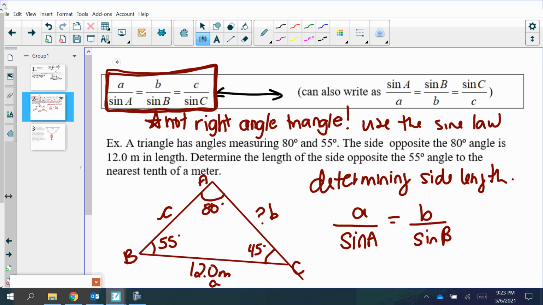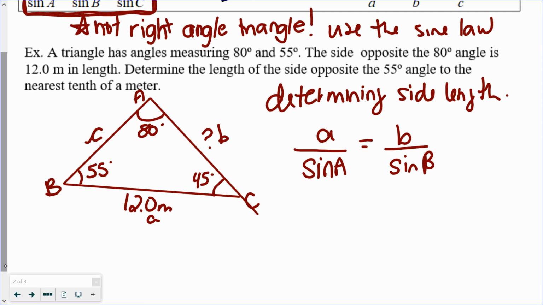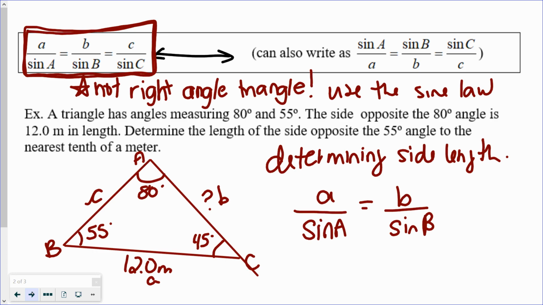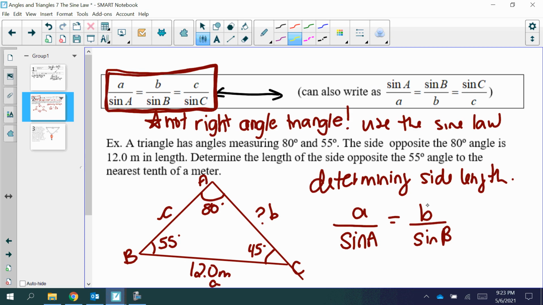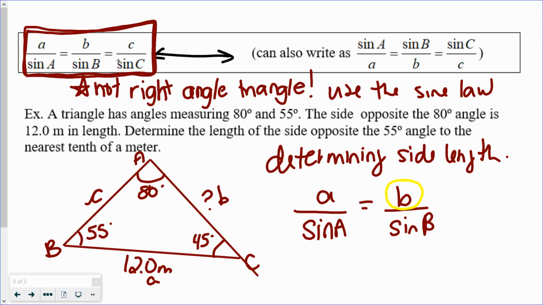Sorry, I can full screen. We are looking to solve for side length B. So I know if I rearrange that formula, I would need to multiply by the sine of angle B. So multiply both sides by the sine of B. So now I have the sine of B multiplied by A divided by the sine of A is equal to side length B.